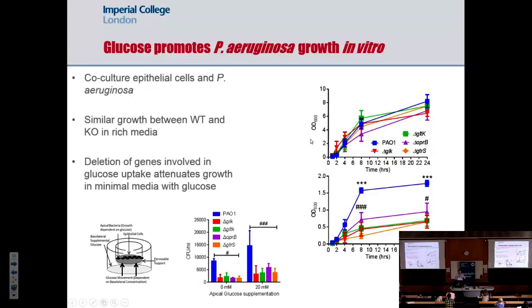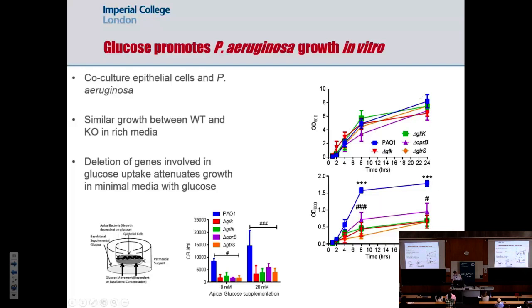So testing them in normal complete media. For those who are not microbiologists, a lot of the bacterial work is grown in massively rich media. Because the aim of most bacterial studies is just to grow lots of bugs, we put them in super rich media. It has too much of everything. So in the very rich LB media, this top diagram here, they grow normally. So it's not causing a kind of global defect in the growth of the bugs.